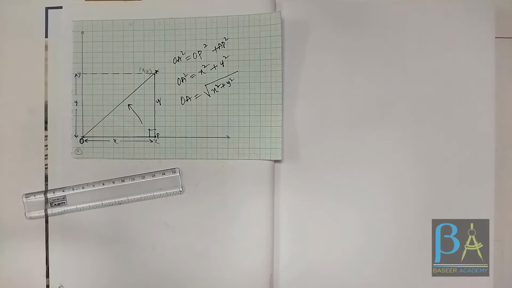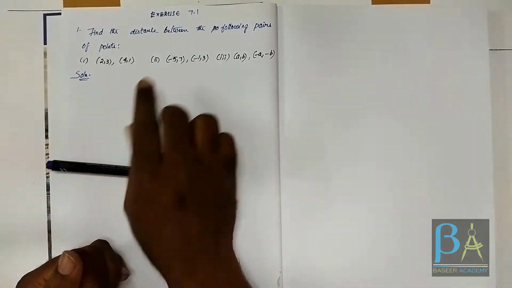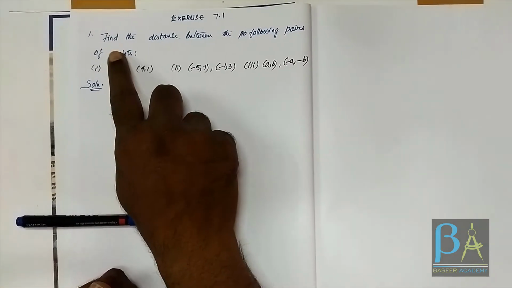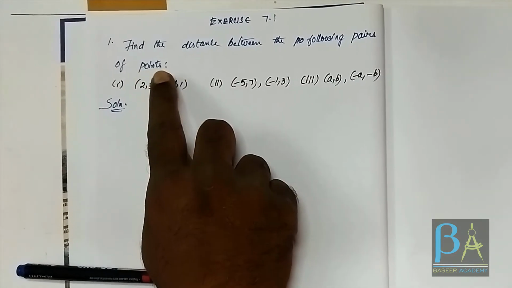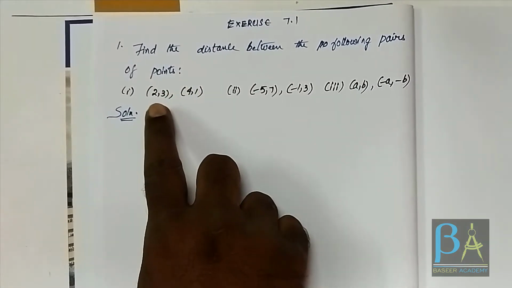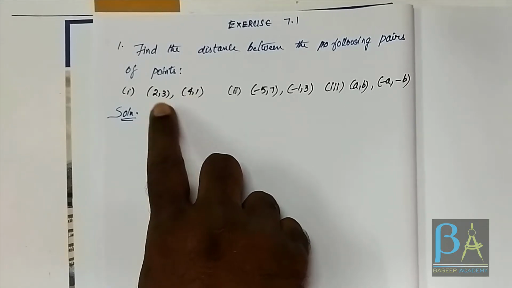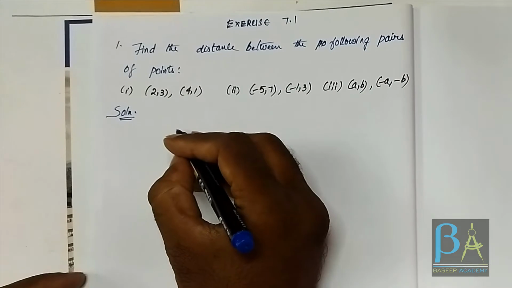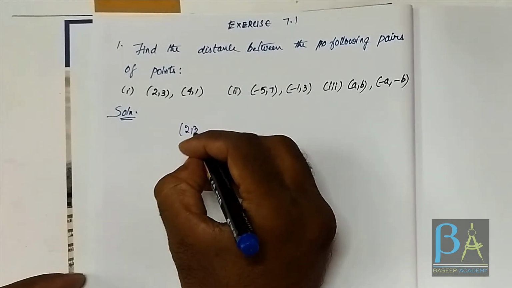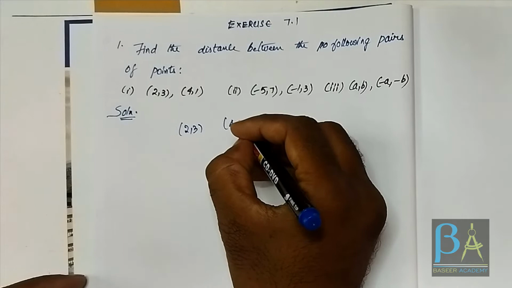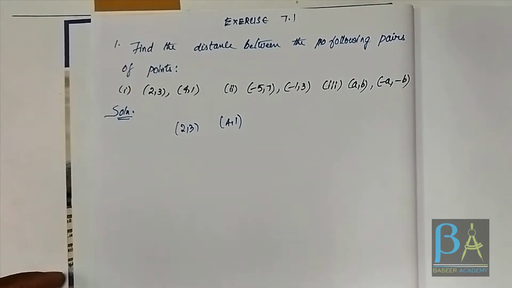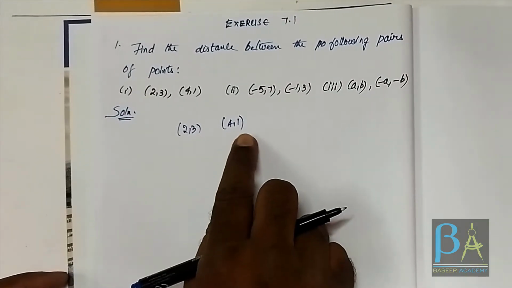We are now ready to solve the questions from exercise 1, as we exclusively make use of just the distance formula to solve all the questions from the first exercise. This is the very first question from exercise 7.1. It says, find the distance between the following pairs of points. So we have a pair of points given to us, and we have to find the distance between these 2 points. Let me first write the pair of points that is given to us, 2, 3, and the next one is 4, 1. So I need to find the distance between the points 2, 3 and 4, 1.